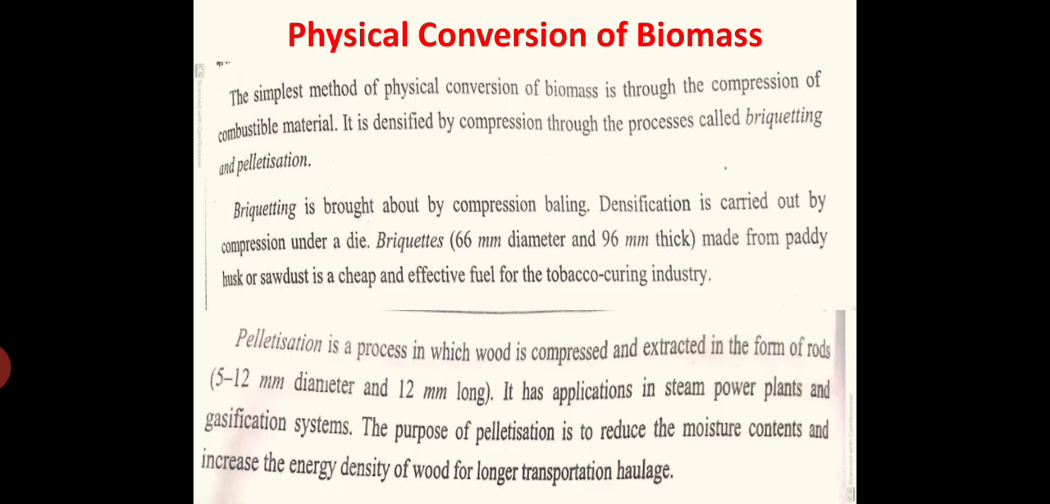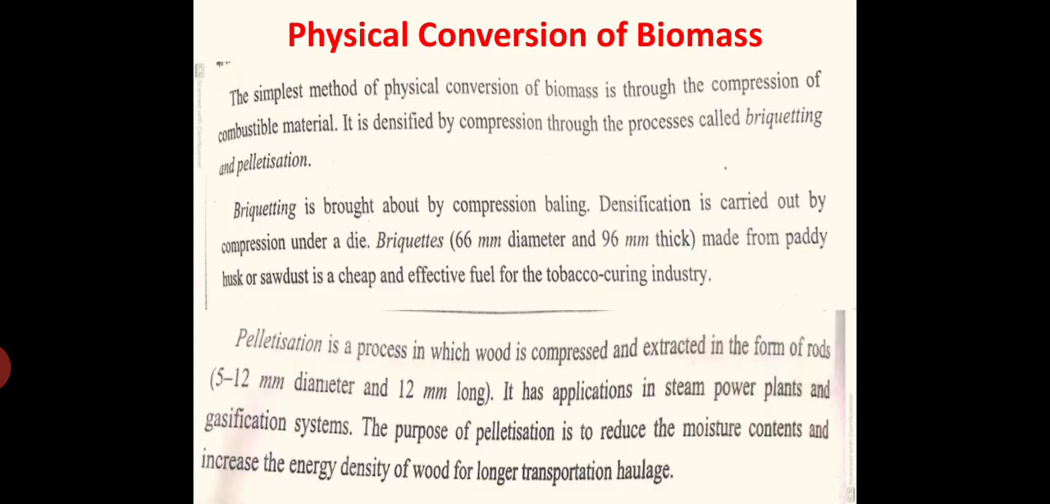The simplest method of physical conversion of biomass is through the compression of the combustible material. So what we will do is compress the biomass material into briquette form. That is, we are making the biomass into a denser form, so that by burning 1 kilogram we can expect more energy. The water content, moisture content, and the products which are not helpful for combustion are removed from the materials by compressing, providing a very high pressure. That is what happens in briquetting. So if the biomass is compressed into briquette form, it is called briquetting.